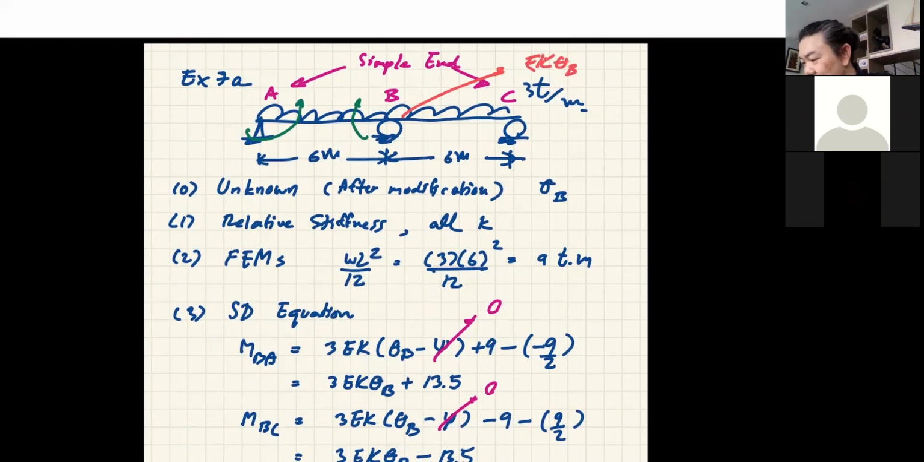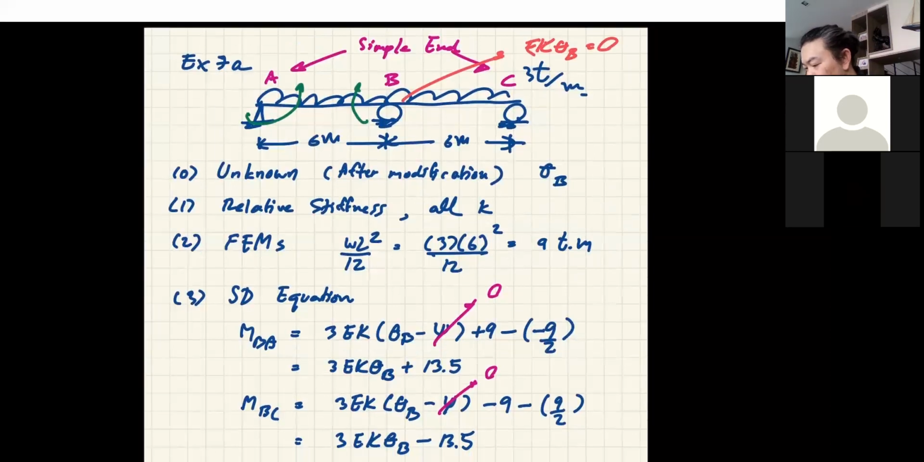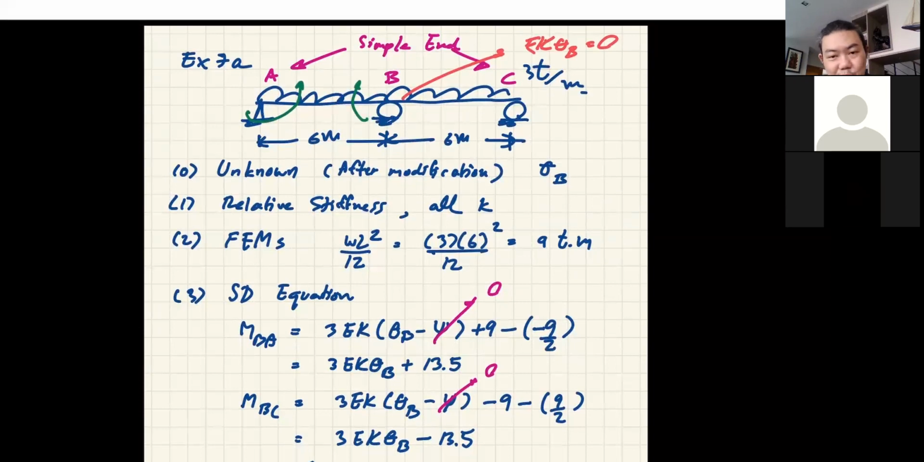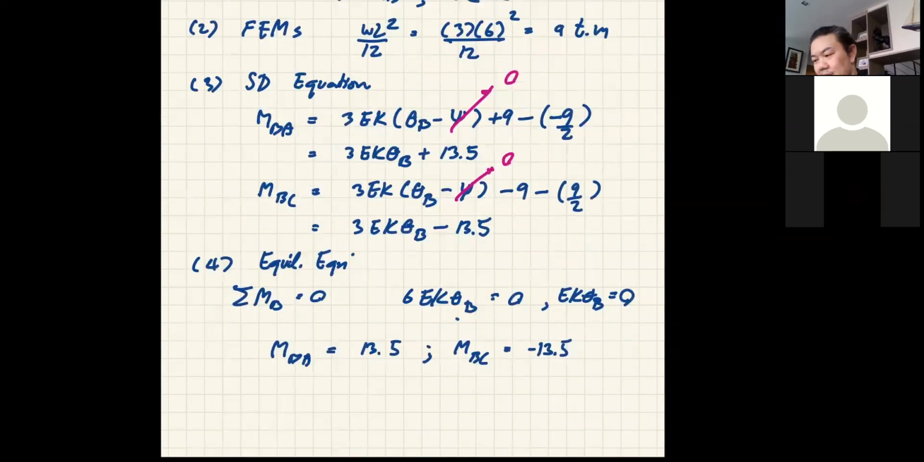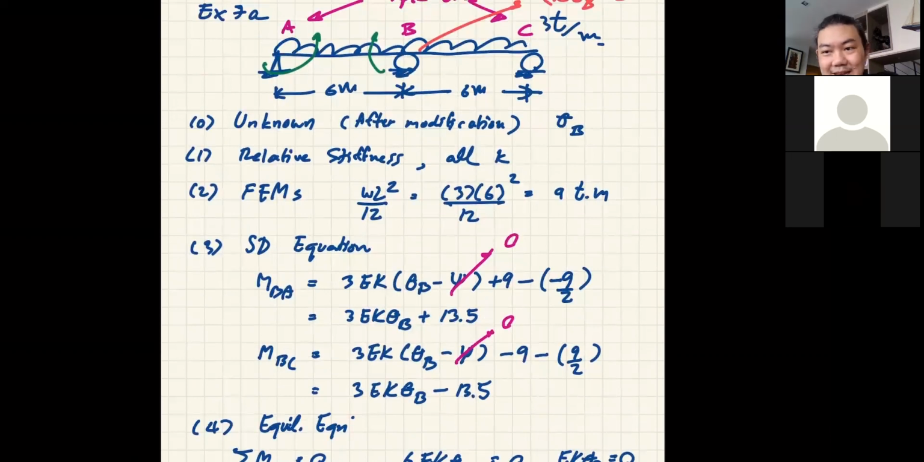EK theta B itself is 0. And when you can actually assume that, you know right away that MBA or MAB is simply the calculation of fixed end moment. So you can almost answer this instantly that MBA is equal to 13.5 without doing anything. And MBC is minus 13.5. If you're brave enough to assume that EK theta B is equal to 0 from the beginning, if you understand the structure. So this problem actually can be solved in less than 1 minute, if you understand what you're doing.